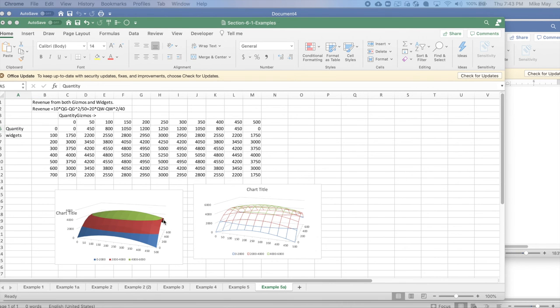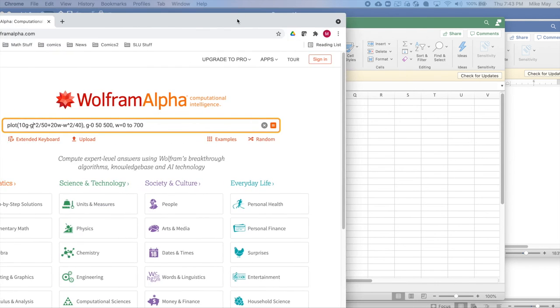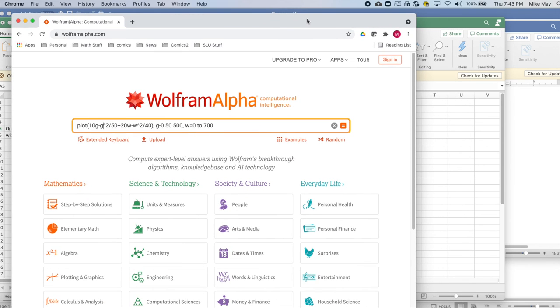This gives me a better graph, but quite frankly, Excel is a pretty bad grapher for functions of several variables, so I'm going to go to some other tool like Wolfram Alpha. One thing to note is that Wolfram Alpha only does variables that are one letter long, and so quantity of gizmos and quantity of widgets just turns into G and W.